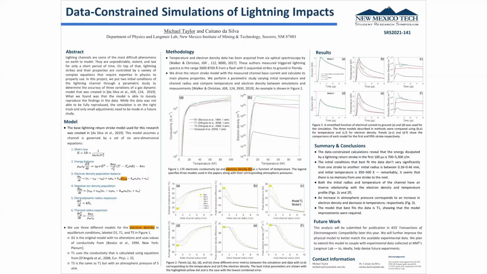And in future work, we want to improve this model using measurements taken from Langmuir Labs with rocket-triggered lightning, because we weren't given that many measurements from the paper. And we'd like to work with Langmuir Labs to implement this and improve our model and help their research as well. Are there any questions?